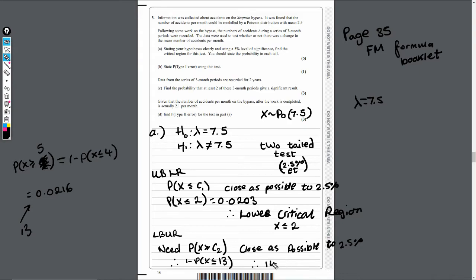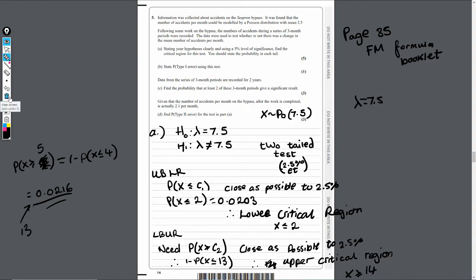So if I just write this down over here, the upper critical region, I'm kind of running out of room here. Hopefully, I should just fit it on. Upper critical region is when X is greater than or equal to 14. And the probability for that is, like we said here, 0.0216. Okay, so them are the probabilities in each tail, and we found the critical regions for these tests. So that's all of part A. We don't need to do anything else.